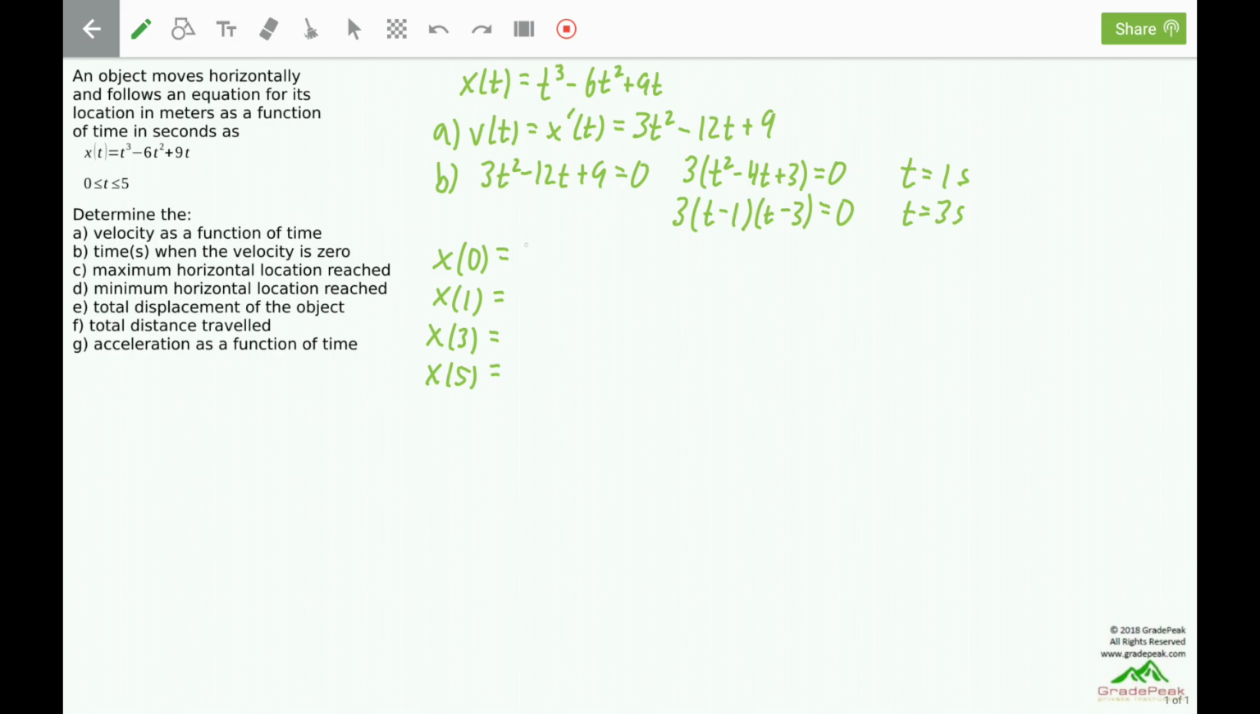So x of 0 will be 0 cubed minus 6 times 0 squared plus 9 times 0. 0 cubed is 0, minus 6 times 0 squared, which is 0, plus 9 times 0, which is 0. So 0 minus 6 times 0 is 0, plus 0. This will come out to 0 in meters.